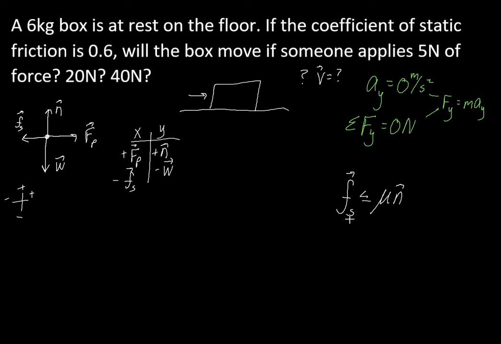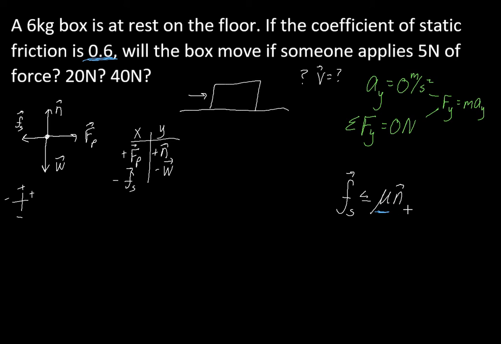So there's only so much force that you can apply to it until that static force says, nope, I'm done, I can't do any more. And that's why there's that less than or equal to. So our goal is we need to figure out what is that maximum static friction that we can apply. So they give us the coefficient of friction. They give us that this guy is 0.6.